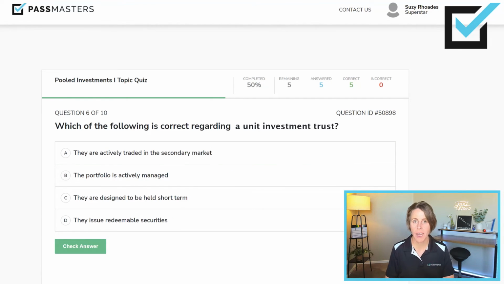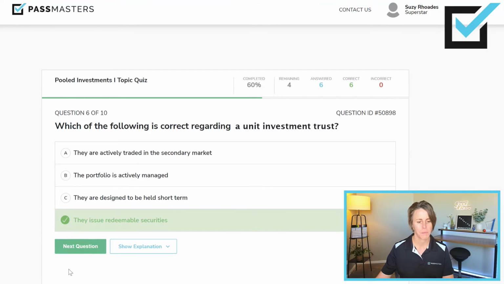Which of the following is correct regarding a unit investment trust? They are actively traded in the secondary market. The portfolio is actively managed. False. They are designed to be held short term. False. They issue redeemable securities. That is the only one of those that is a true statement. Unit investment trusts are a type of investment company. They issue redeemable securities. They do not actively trade in the secondary market. That is a false statement.